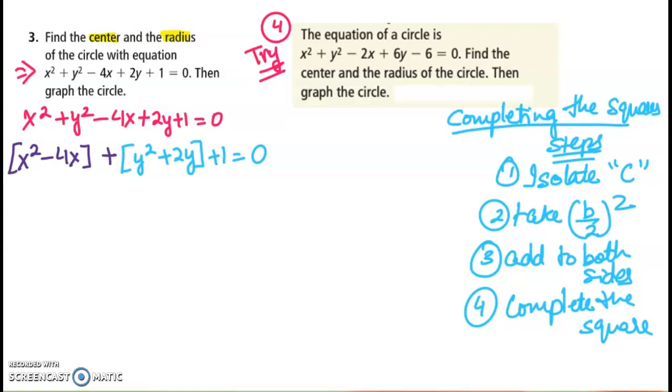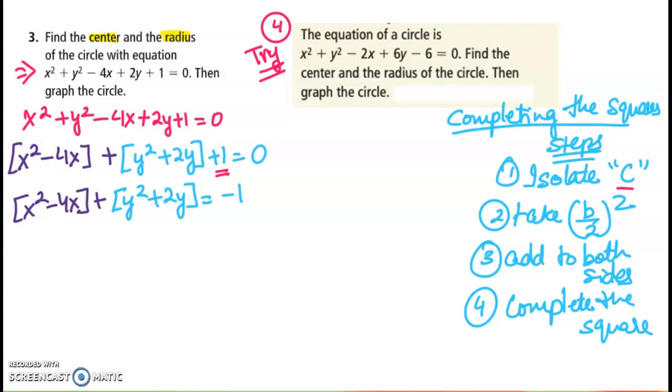Now, the first step is isolate c. What is c in this case? c is 1. So let's do that. x squared minus 4x, everything will remain as it is, but we will take 1 to the other side by subtracting 1 from both sides. Now we have this equation.